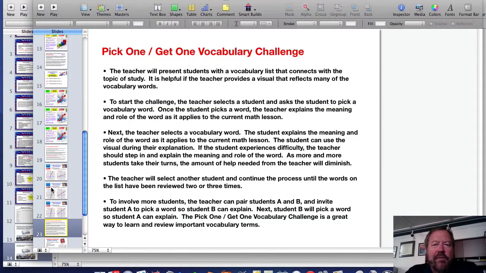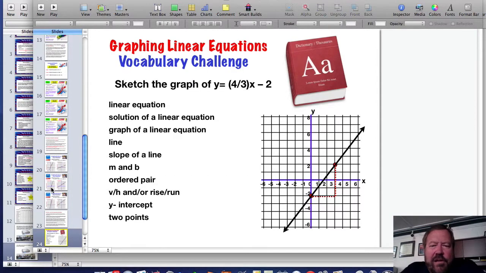Now we have a pick one, get one vocabulary challenge built into the slideshow. And what we do on this is notice the slideshow shows key vocabulary words and phrases associated with the lesson. And what the teacher's going to do is ask a student to stand, and the student gets to pick one of the words or phrases on the list. And upon choosing one, the teacher's going to explain to the student and to the class how that word or phrase connected with the lesson that the kids are working on.